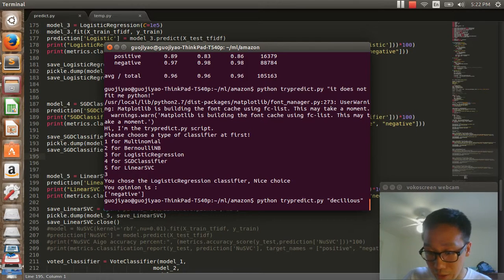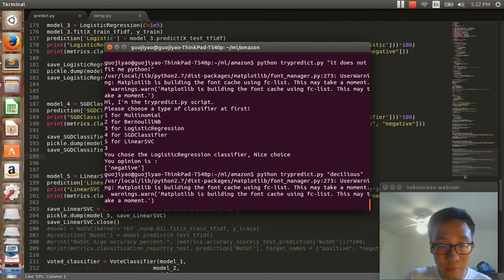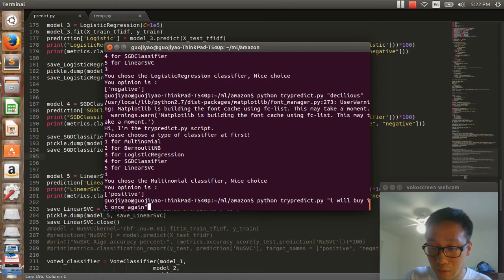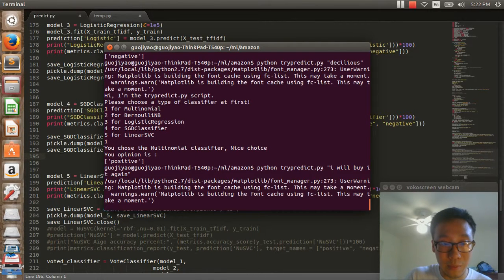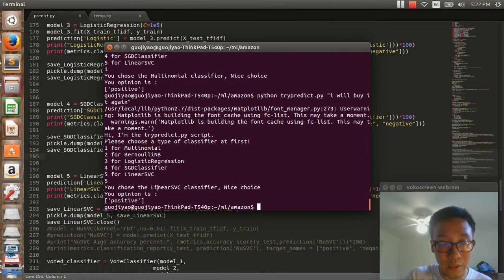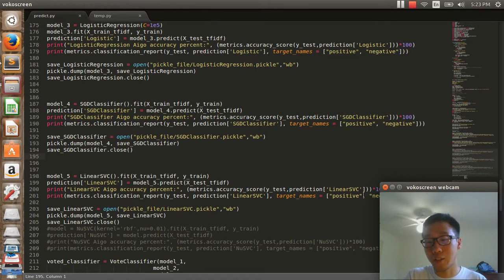Let's also try another one. "Delicious." This should be pretty easy to identify. Use the first one, that is positive. And "I will buy it once again." Is this positive or negative? Let's see. Use 5, also very nice. It's positive. So our predictor works very well, and all 5 classifiers work very well.